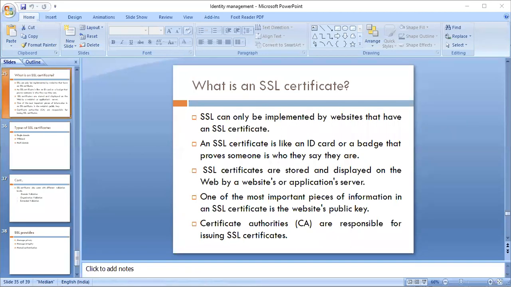SSL certificates are stored and displayed on the web by websites or application servers. They are maintained there in their record, and whenever anyone comes with an SSL certificate, it gets verified first and then they have the access. One of the most important pieces of information in an SSL certificate is the website's public key. The public key makes encryption possible. A user's device views the public key and uses it to establish a secure encryption key with the web server.